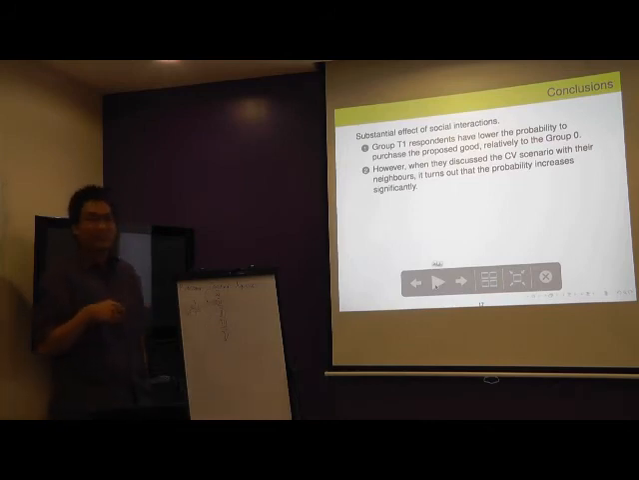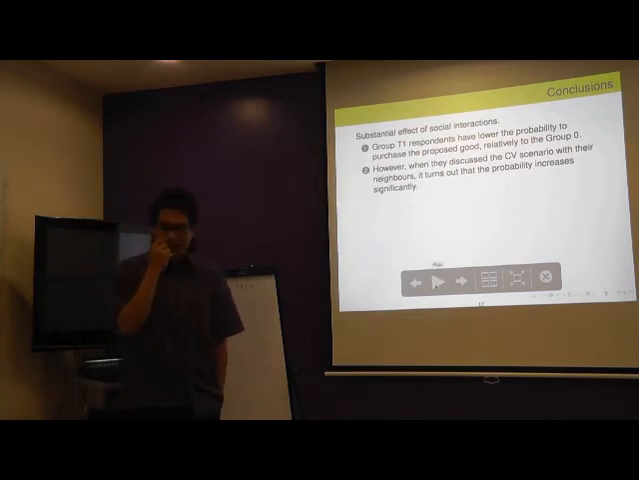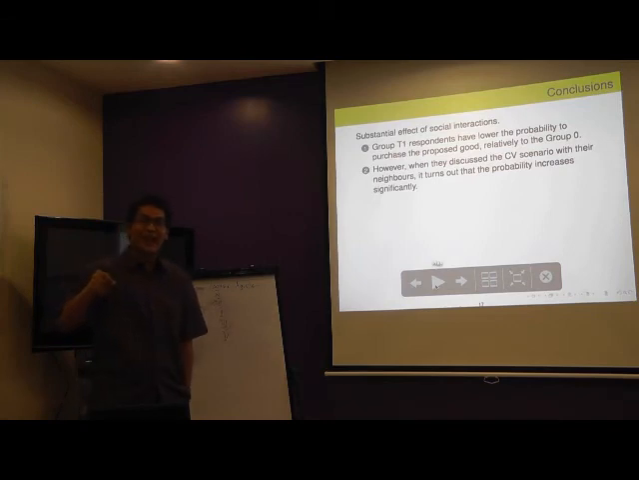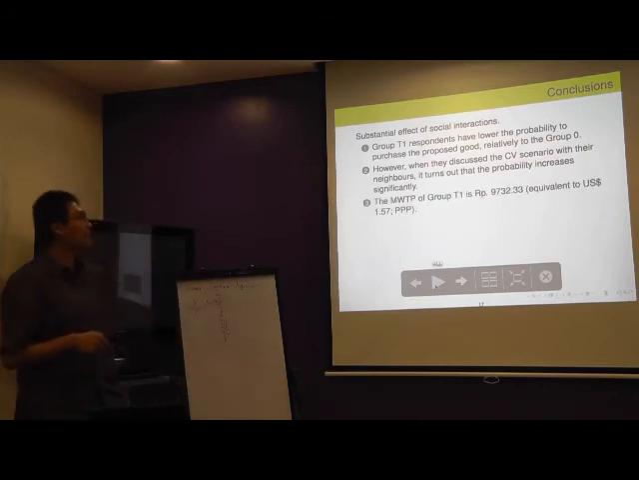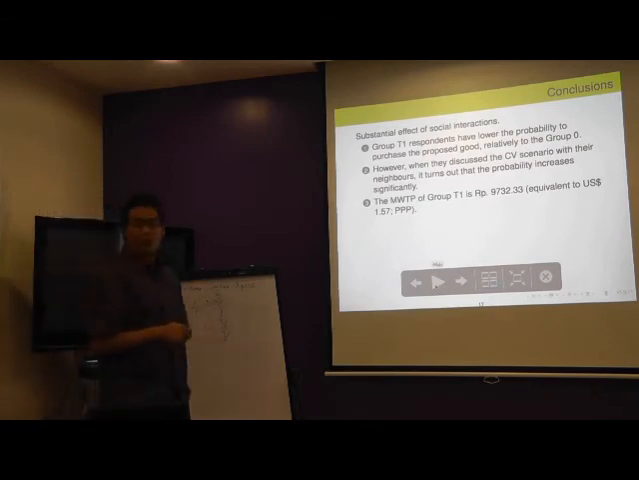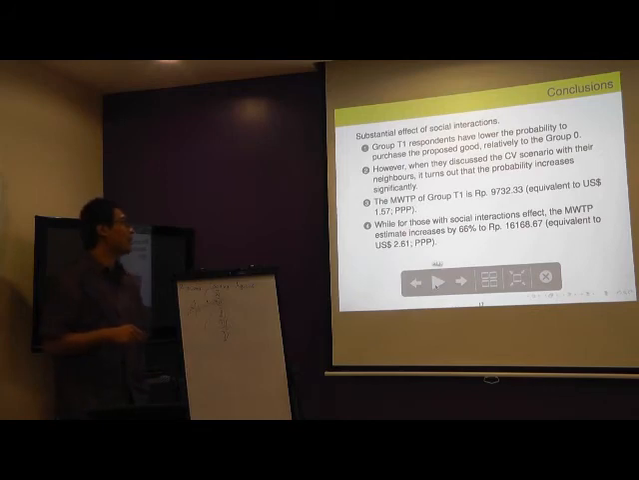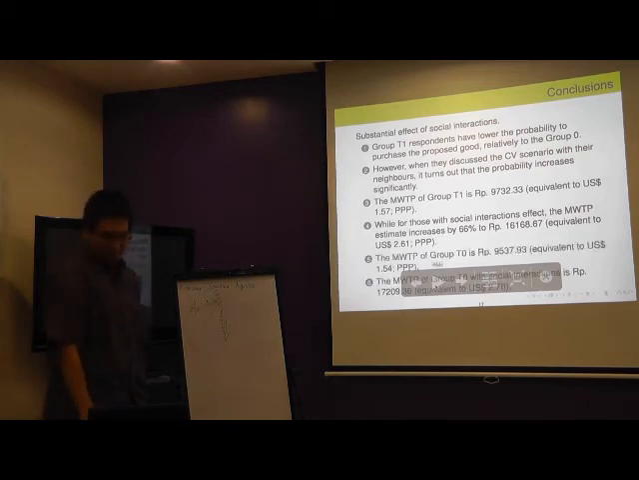Okay? So it's quite similar. Again, when they discuss the CV scenario, there's a paper, I forgot the name, about social ties. It shows that people with higher social interaction are willing to pay more than those who do not have high social interaction. So this one is quite similar. Okay, and then the mean willingness to pay for group T1 is 9,000 something, which is equivalent to $1.57 purchasing power parity, while for those with the social interaction, the mean willingness to pay estimated increases by 66%, which is equivalent to $2.61 purchasing power parity. Same with the group T0, even though they only stay in the same neighborhood.